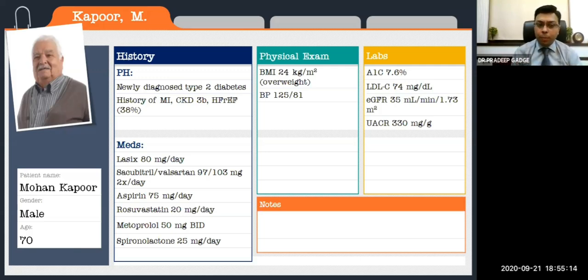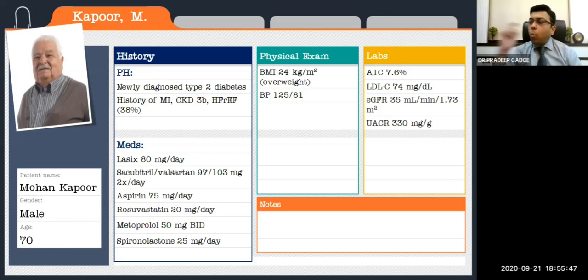That's very important. Now, this gentleman is already on diuretics. He is on sacubitril valsartan, which is ARNI. He is on aspirin, rosuvastatin, metoprolol. He is even on MRA, spironolactone, mineralocorticoid receptor antagonist. So very well treated. And beyond this, I could not step up the dose of his spironolactone because his potassium was already a bit borderline.